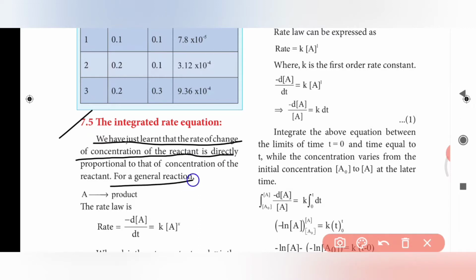For a general reaction, A gives a product. The rate law for this reaction is: rate equals minus d[A] by dt equals k times the concentration of A to the power x. Here the minus sign indicates the decrease in the concentration, because decreasing the concentration increases the product.